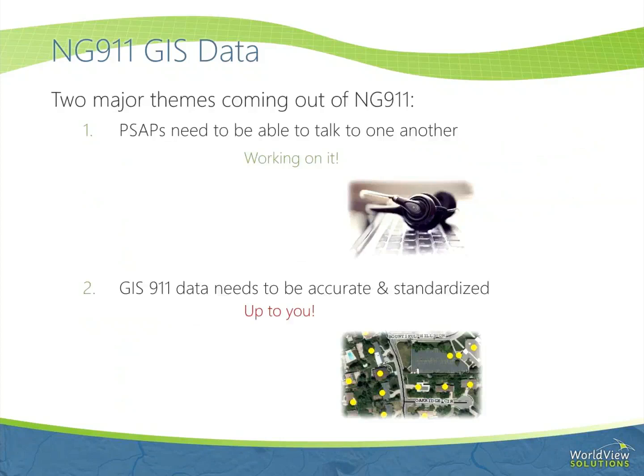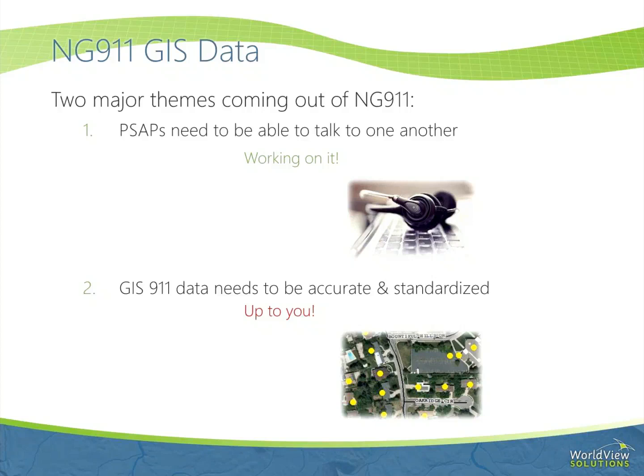So there are two major themes coming out of NG911. Number one would be that PSAPs need to be able to talk to one another. They're currently building the new infrastructure, as we mentioned earlier, with the ESInet, so that there's routing functionality. That'll allow calls to easily transfer data between PSAPs seamlessly. That's currently being worked on, and number two is GIS 911 data needs to be accurate and standardized.